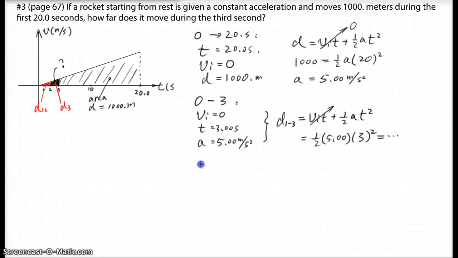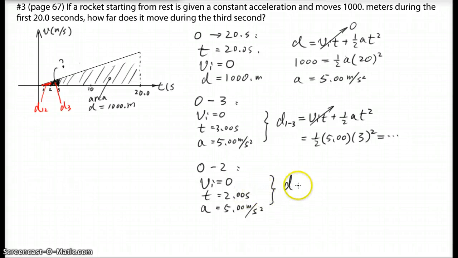And then if we look at 0 to 2 seconds, we also have the information: initial velocity equals 0 and t equals 2.00 seconds. Acceleration is still the same, right? And same thing, we can find out the displacement traveled during the first 2 seconds. So we can put D1,2, and it's very similar, should be 1/2, 5.00, and then 2 squared.